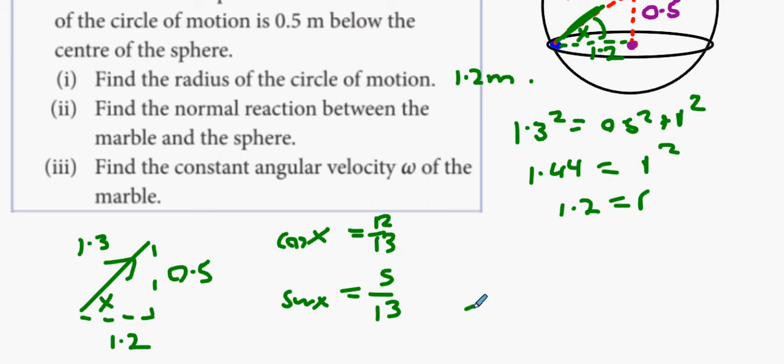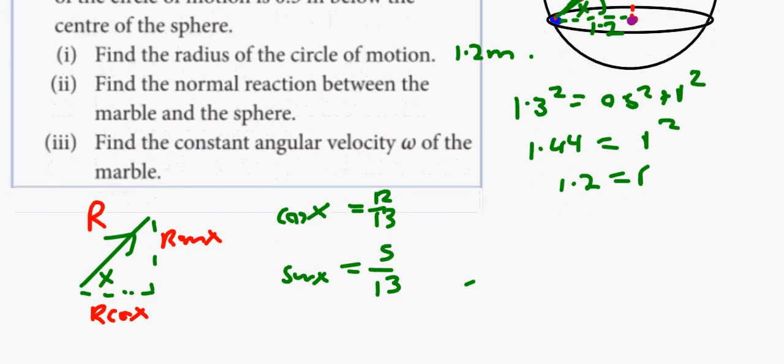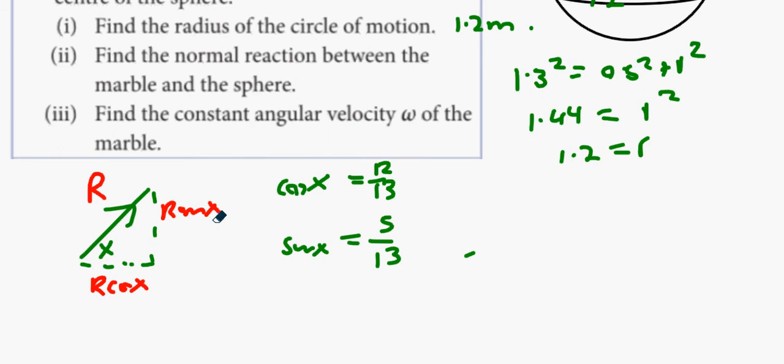Now, because we have this information, we can say that the reaction force R also acts along this angle X, and this would be R cos X, and then R sin X. Is that okay with you guys? And that would be 5 over 13 R and 12 over 13 R.